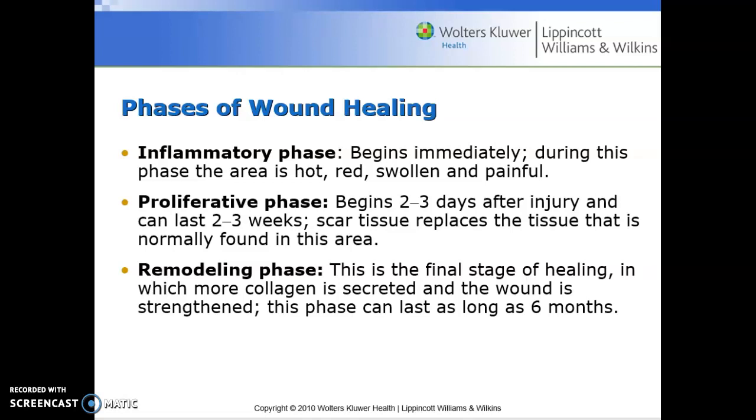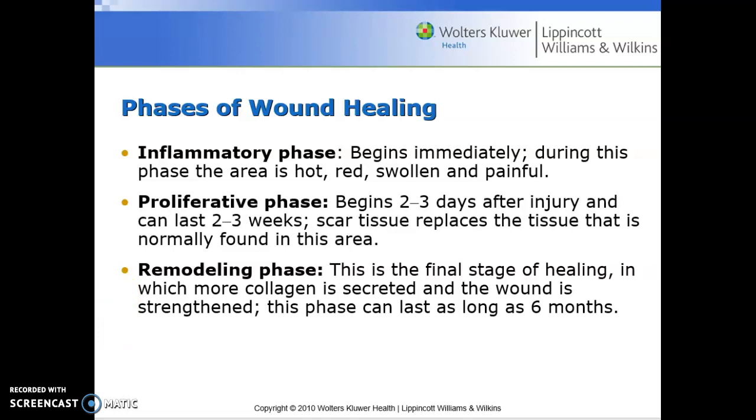During the inflammatory stage, we have a red, swollen, and injured area. The skin may be warm to the touch, and it may be very, very painful. So just remember, red, swollen, warm to the touch, complaints of pain. These are all signs of the inflammatory phase.